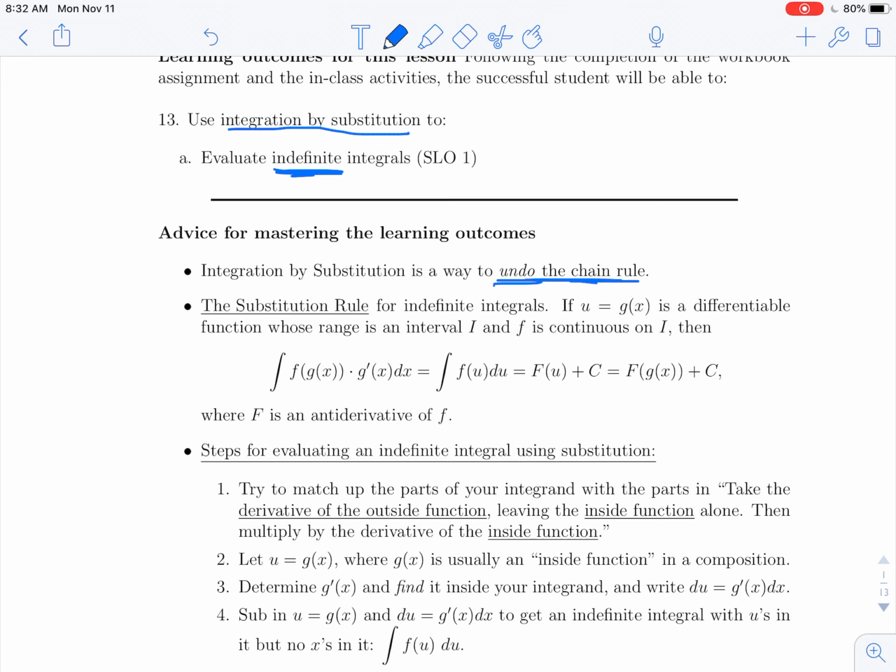The substitution rule for indefinite integrals. If u equals g of x is a differentiable function whose range is an interval I and little f is continuous on I, then the indefinite integral of f of g of x times g prime of x dx is equal to the indefinite integral of f of u du, which is equal to capital F of u plus c, which is the same thing as capital F of g of x plus c, where capital F is an antiderivative of little f. So let's look a little bit at what's going on here.